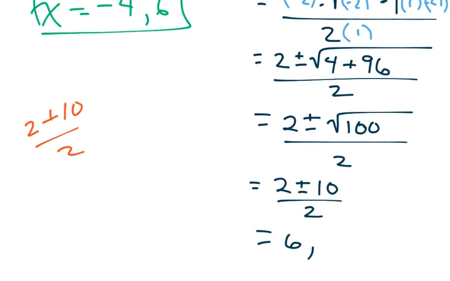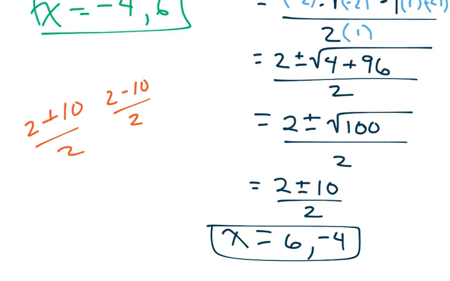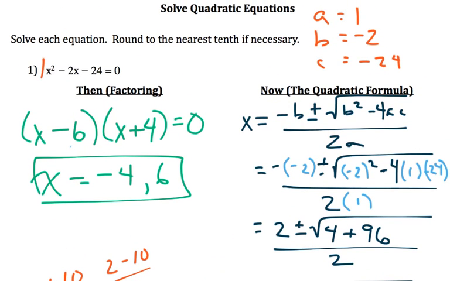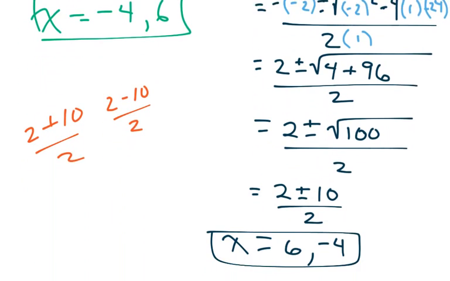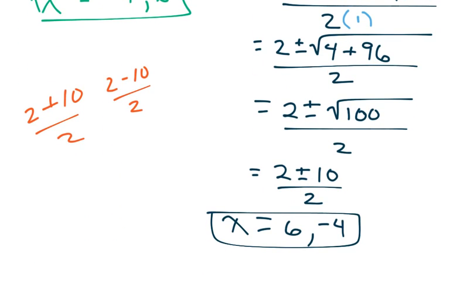And then 2 minus 10 would be negative 8. Over 2 would be negative 4. So the old way of factoring it is way less work, and the new way of using the quadratic formula is way more work.